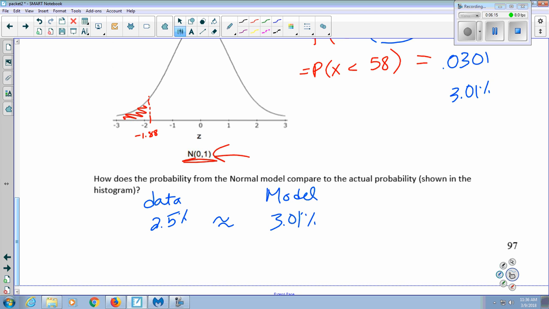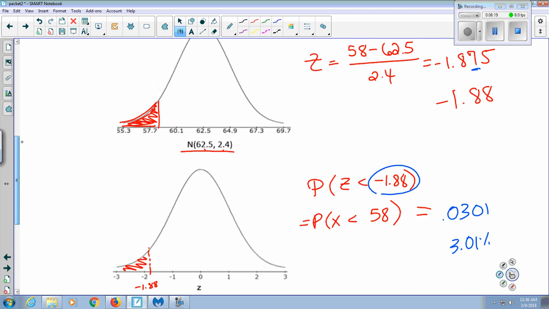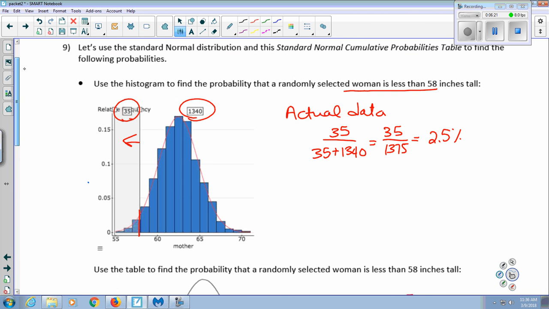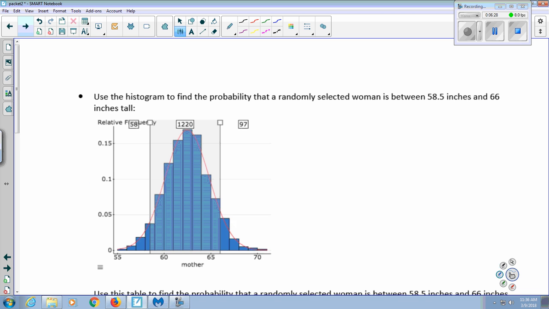Now let's look at another scenario. So this scenario that we just did to review was a less than. A woman is less than 58 inches tall. Okay, the next scenario we're going to look at says, what's the probability that a randomly selected woman is between 58 and 66 inches? So this is a between. This is a little bit trickier work. A couple more steps with the between.